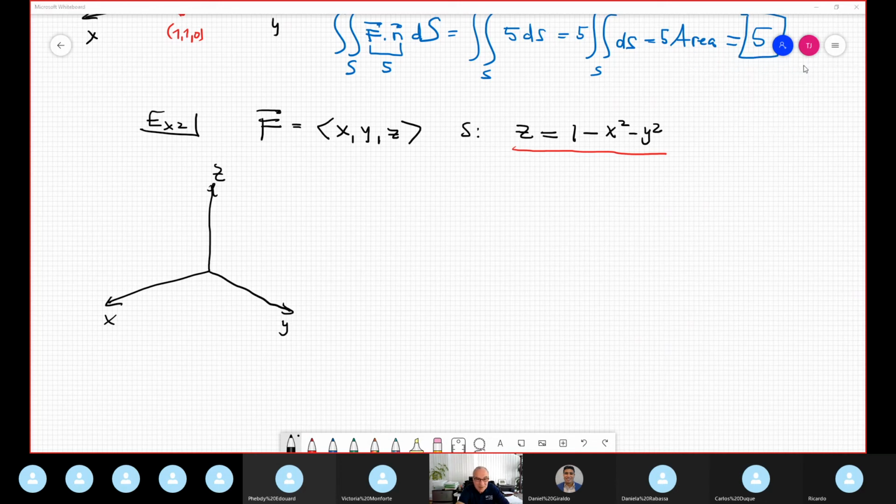Down, because it's negative, right? It's a parabola. The 1 represents the z-intercept when x is 0 and y is 0. How do you know it goes down? Because it's negative. And the base is a circle. This is my surface. I need more specification, for example, z greater than or equal to zero.